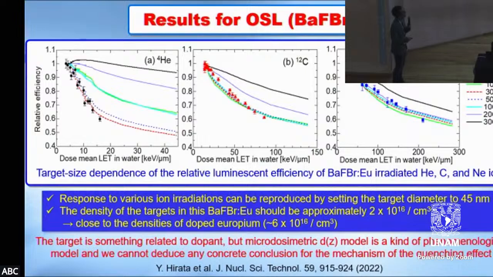This number is close to the density of doped europium in this detector, so 6 times 10 to the 16 per cubic centimeter. So we can guess that the target is something related to the dopant. But the microdosimetric DZ model is a kind of phenomenological model, and we cannot deduce any concrete conclusion about the mechanism of the quenching effect from this model alone.